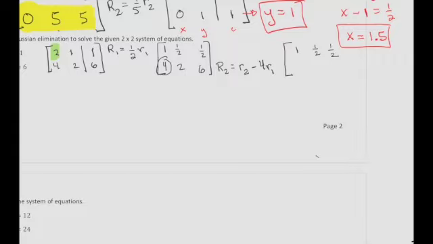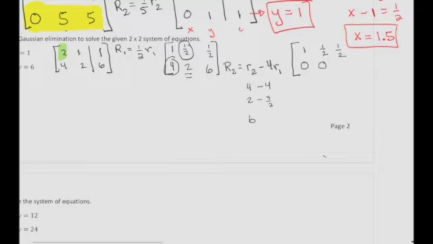Okay, what would this look like? It's going to look like 4 minus 4 times 1. The next one is going to look like 2 minus 4/2, right? Because it's doing 2 minus 4 times 1/2. Okay, so this will be a 0. That's interesting. Next one will be a 6 minus 4/2, which is going to be 6 minus 2, which is 3. Now, what does this mean?